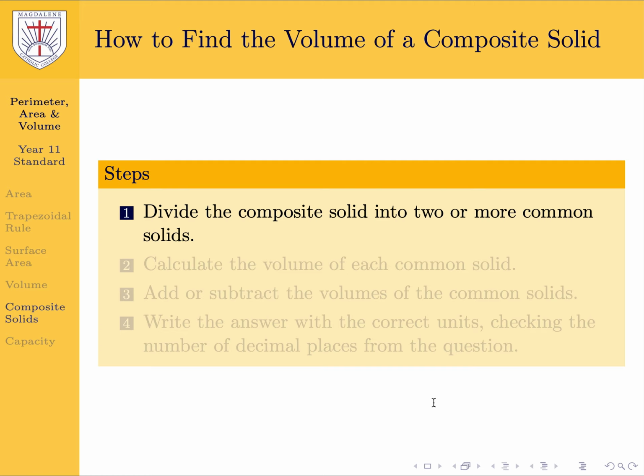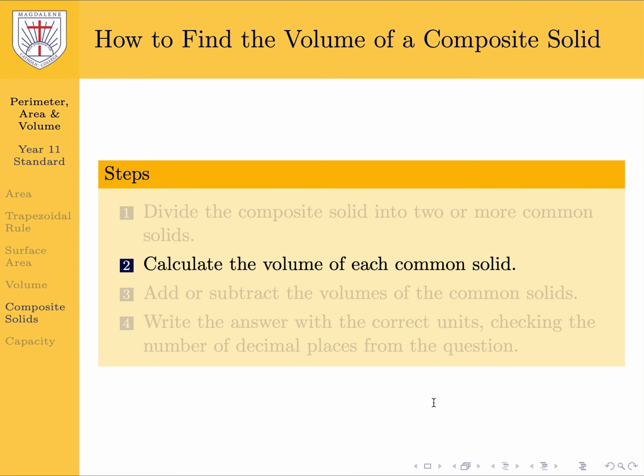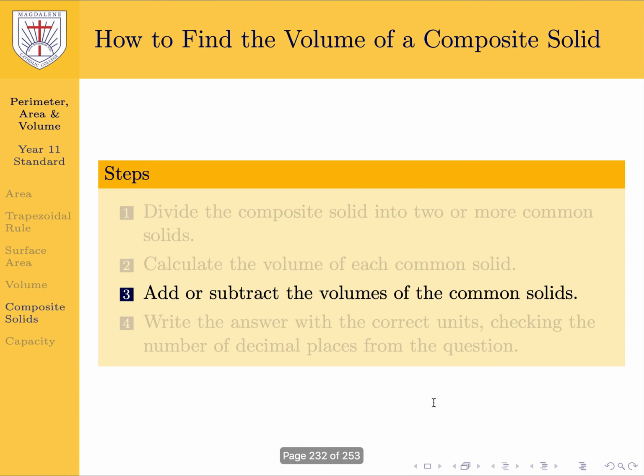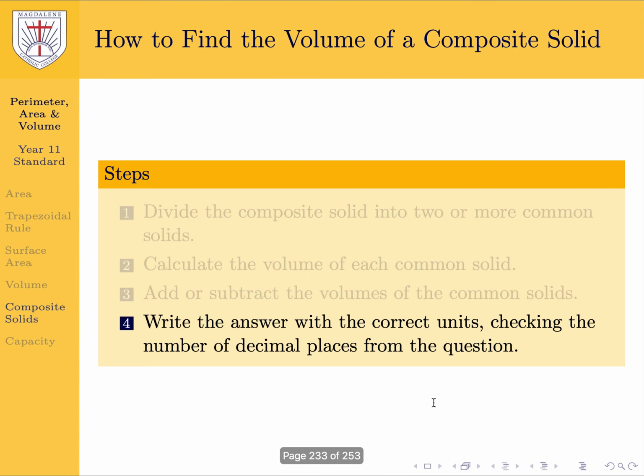To find the volume of a composite solid, as I said, most people find this easier. We need to divide the composite solid into 2 or more common solids. Then calculate the volume of each solid, add or subtract the volumes, and then write the answer.